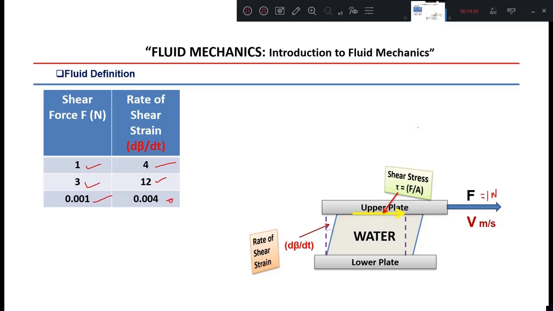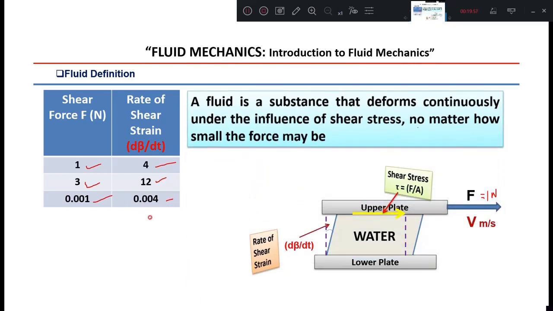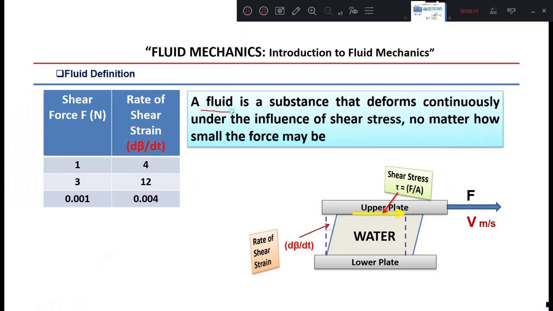Therefore, a fluid is technically defined as a substance that deforms continuously under the influence of shear stress, no matter how small the force may be. So this is the technical definition of a fluid.